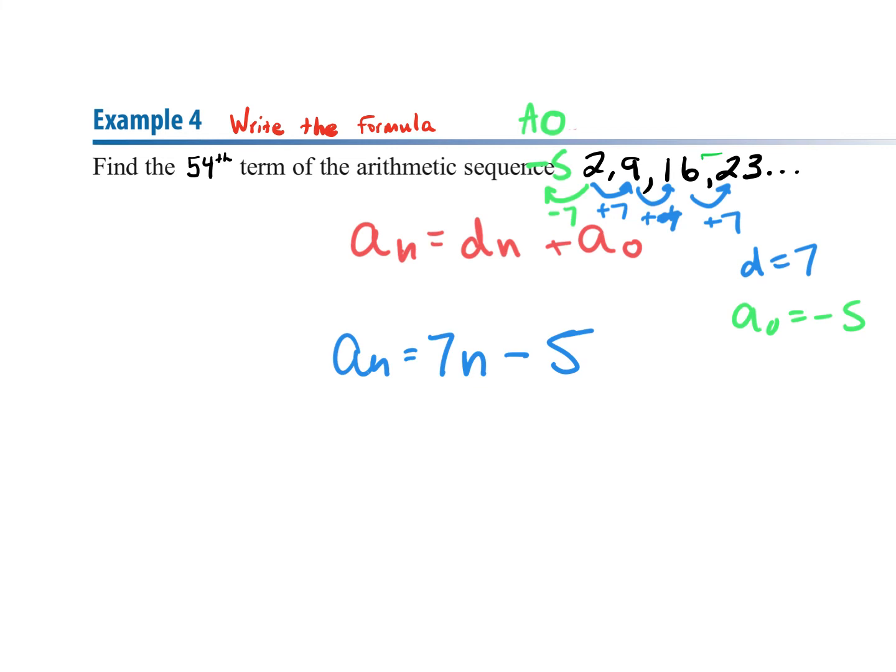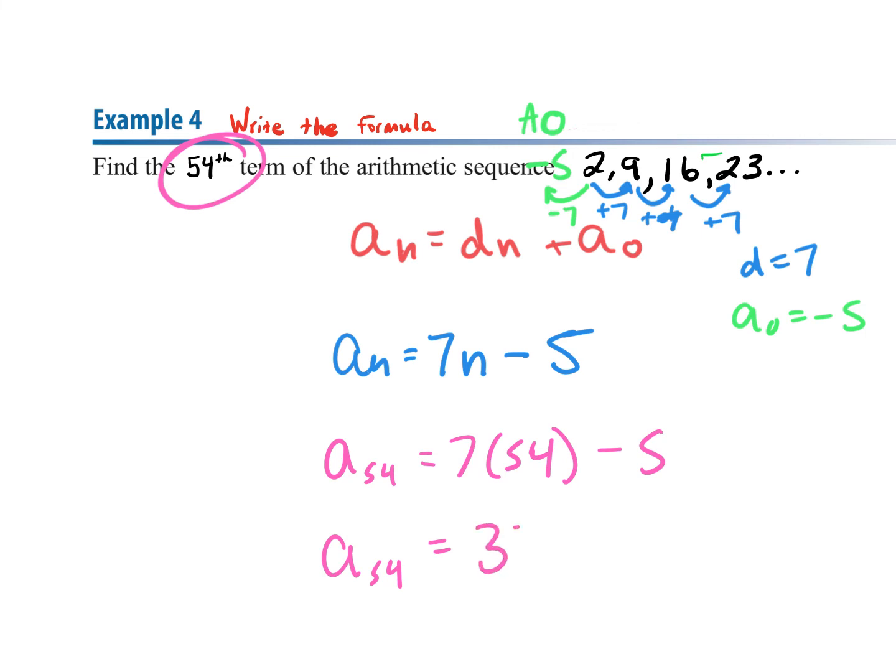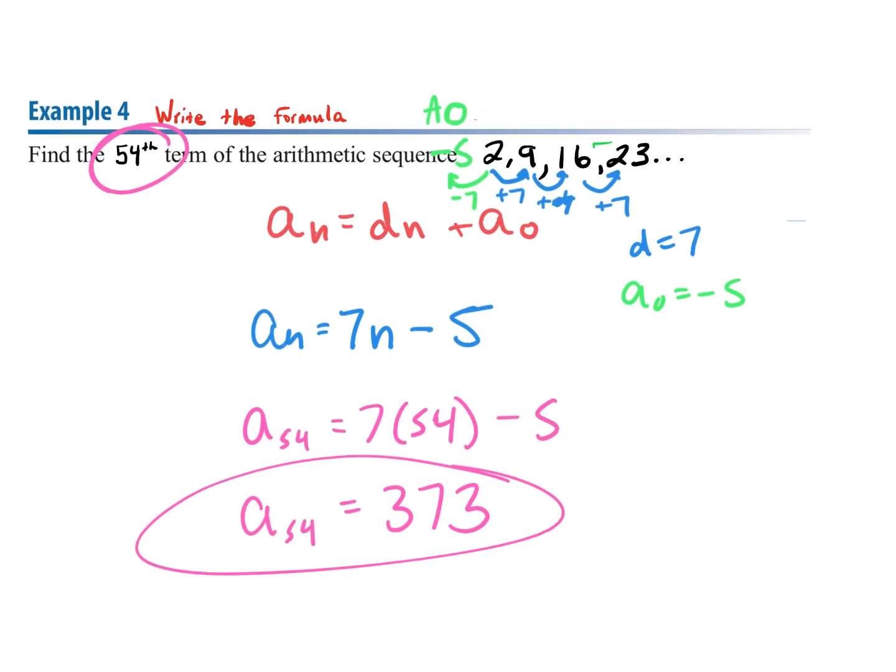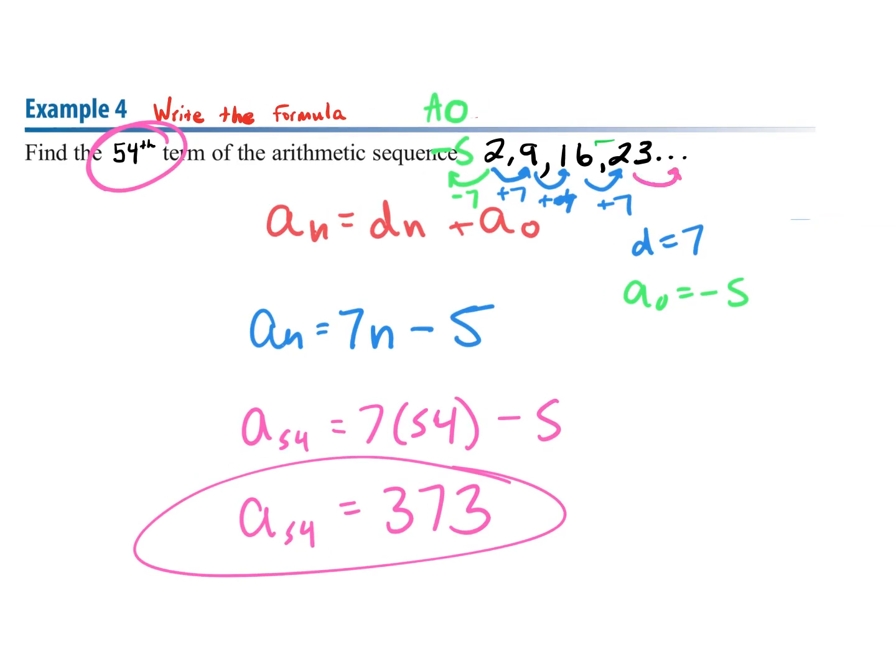Now this question asks for the 54th term. So how do I figure out what the 54th term is? Plug in 54 for n. So I have a sub 54 is equal to 7 times 54 minus 5. So this would be 373. We could sit here all day and keep adding 7 again and again until we get to the 54th number. But it's going to be a lot easier just to come up with the formula and plug in 54. And there's a lot less room for error this way too.